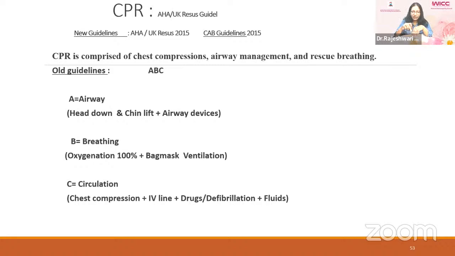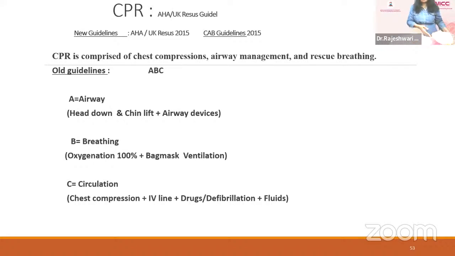Okay, so remember that, at the rate of 100 to 120 per minute, 30 times. Depth should be up to 5 to 6 centimeters. And you give this for 30 times. Continue that for 2 minutes. Along with this, once you finish these 30 compressions, immediately give the mouth-to-mouth resuscitation.